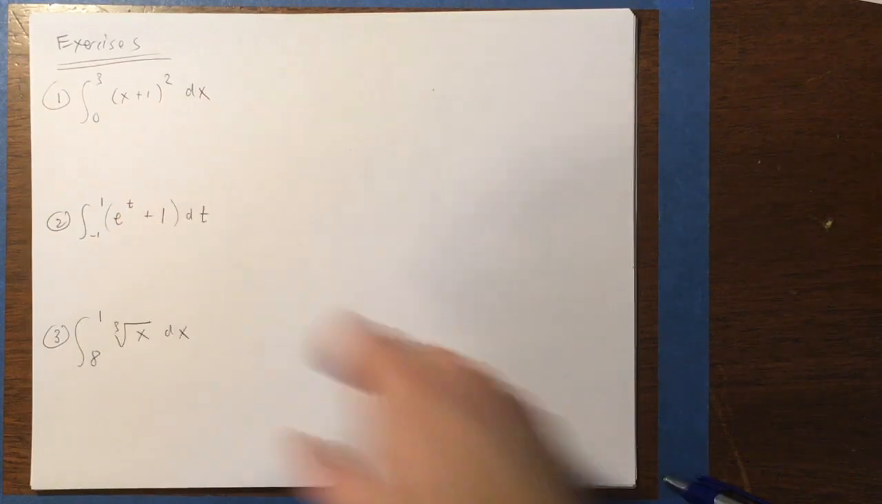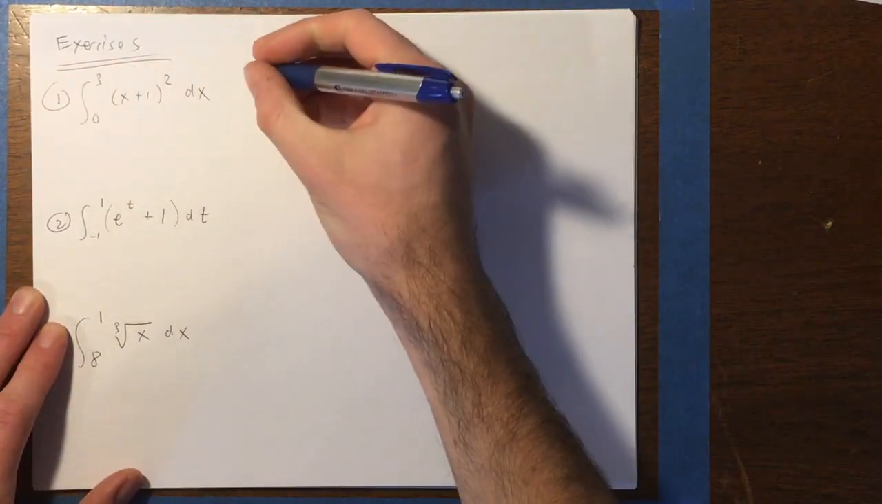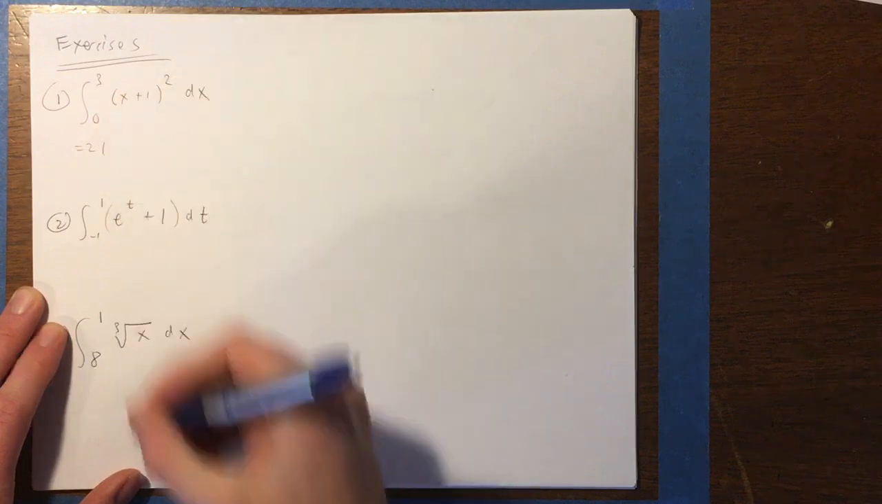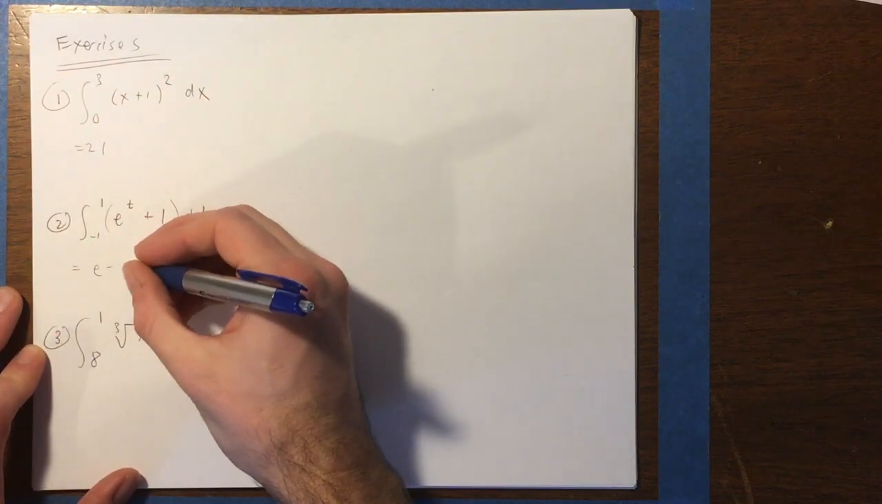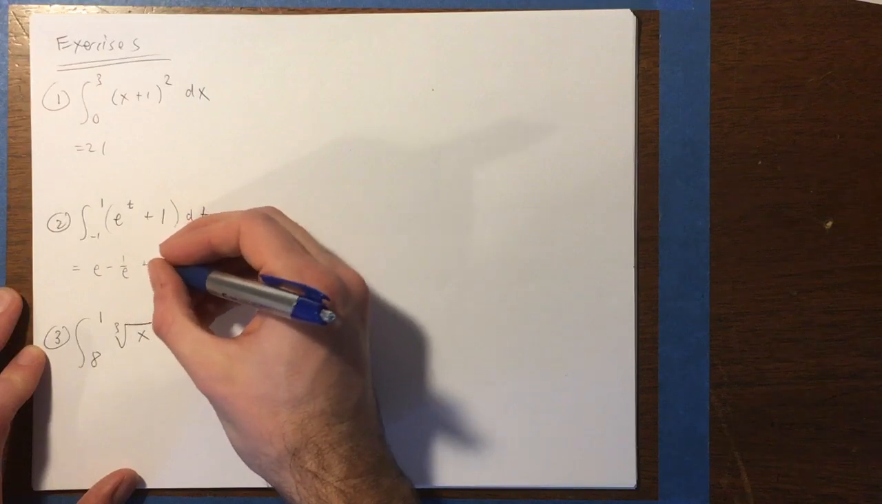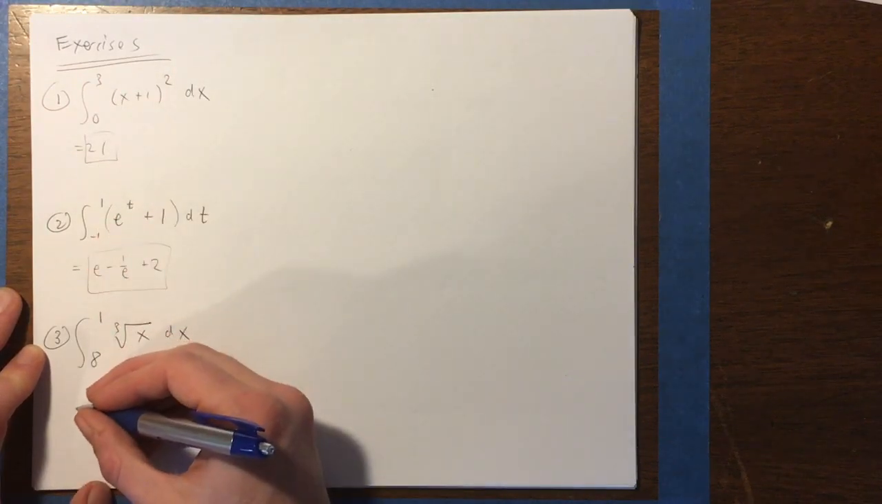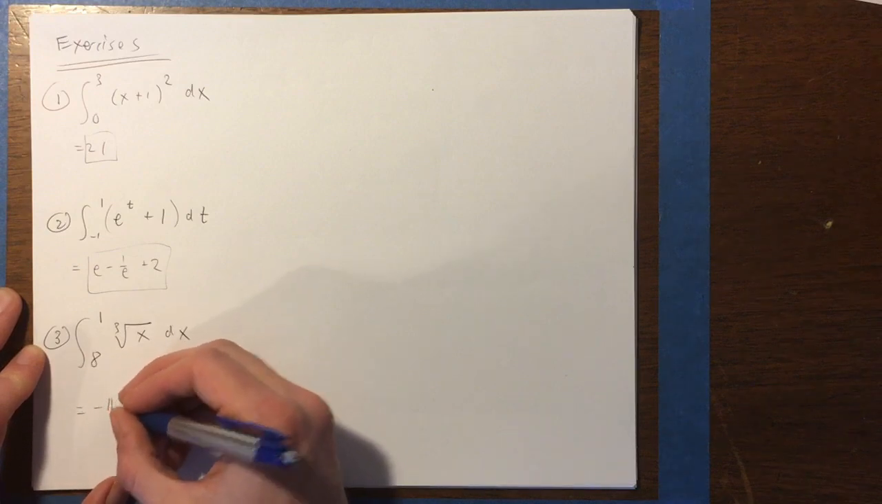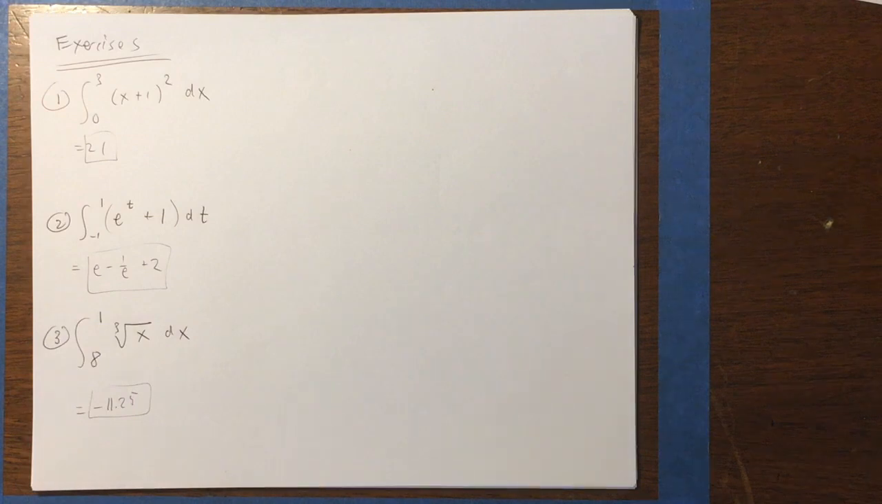So for the first problem, you should get an answer of 21. For the second problem, you should get an answer that is equal to e minus 1 over e plus 2. Put some boxes around these. And for the third problem, you should get an answer of negative 11.25. Exactly. So let's go over how you can do these problems.